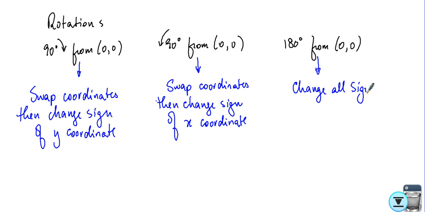Now, these three rules are very important rules. We must remember them because we are going to use them again today, but since our center of rotation is not going to be the origin, we'll have some more work to do. Okay, so let's start immediately by doing an example.